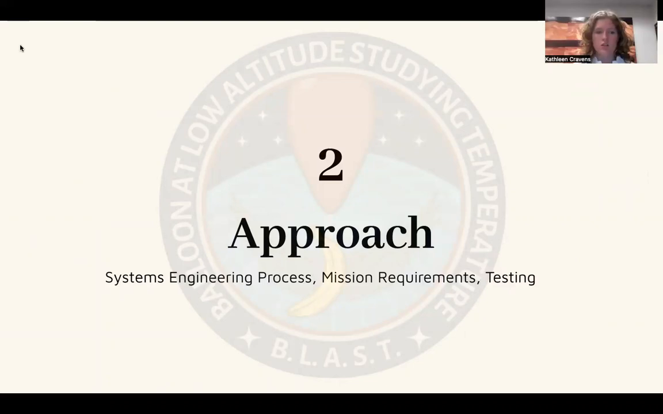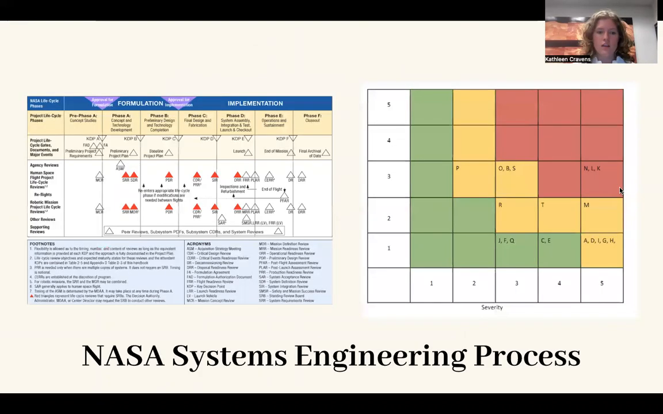Now let's get to the approach. We followed the NASA systems engineering process for the design of our project. NASA's online modules helped to educate us on the process. Then we had to brainstorm risks and ways to mitigate them. We made a risk chart as shown here to compare the likelihood and severity.